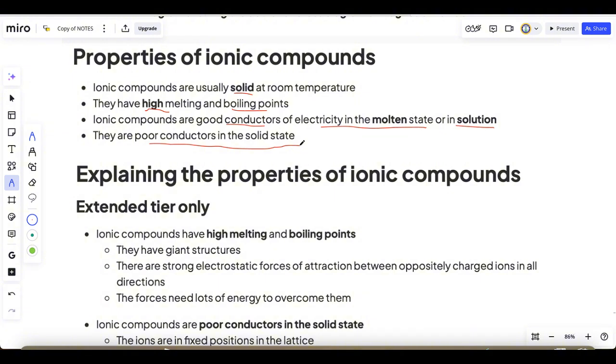But when you dissolve them in water, that's the meaning of solution, they will be able to conduct. Or when you put them in molten form, they will be able to conduct electricity. Okay, so take note. Ionic compounds are solid. They have a high melting point, high boiling point, high density, and they can conduct electricity when molten or in solution, and they are poor conductors in solid state.